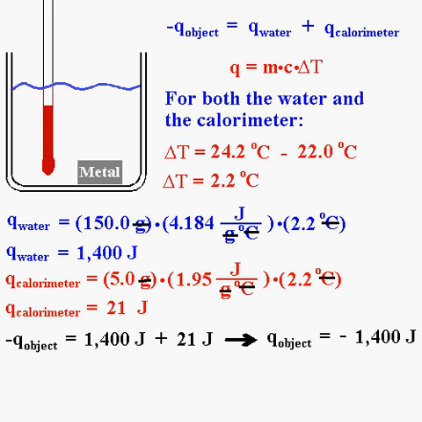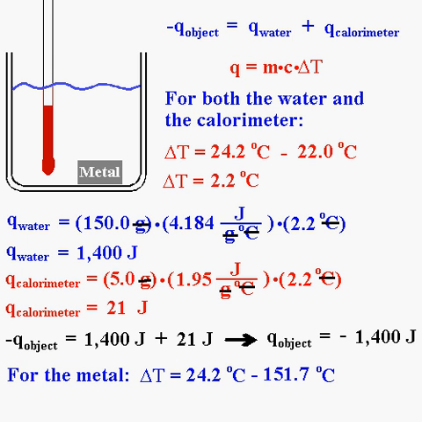What's the final temperature of the metal? Well, once the metal comes into contact with the water and the calorimeter, it begins exchanging energy with them. The energy exchange ends when the temperature of the metal is the same as the temperature of the water and the calorimeter. So the final temperature of the metal is the same as the final temperature of both the water and the calorimeter, 24.2 degrees Celsius. So for the metal, the delta T is the final temperature, 24.2 degrees Celsius, minus the initial temperature, 151.7 degrees Celsius, which is negative 127.5 degrees Celsius.